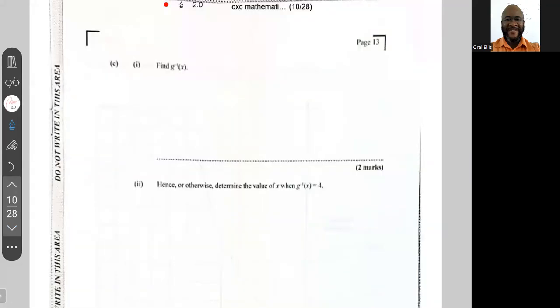We're asked to find g inverse of x. Now, g of x is equal to 3x plus 2. We want the inverse. Finding the inverse of a function has 4 steps. Step 1, take out g of x and say y is equal to 3x plus 2. Step 2, interchange x and y. Wherever I see x, I'm going to put y. Wherever I see y, I'm going to put x. x is equal to 3y plus 2.